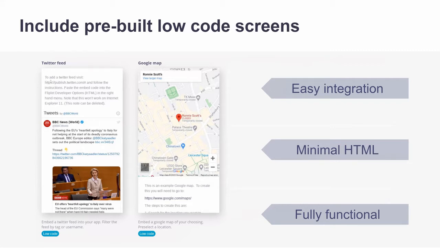In this screen, we actually have a set of instructions for how to configure this. It's usually a very minimal amount of HTML that needs to be changed. For example, on the Google Maps, you can go to Google and just grab the embed code and paste it in. It's very easy to change, and they're fully functional, so you can, again, understand these features and understand what's possible with Fliplet and make those changes without having to be a coder or understand how to do all those things.